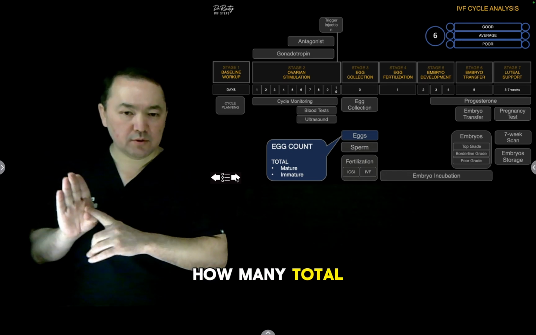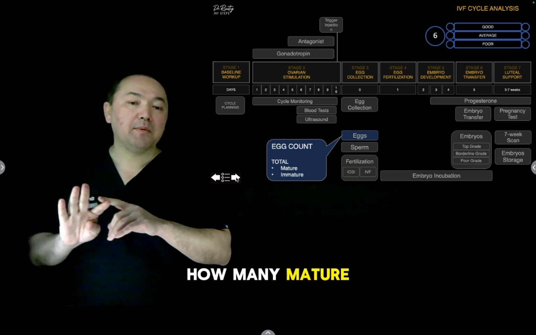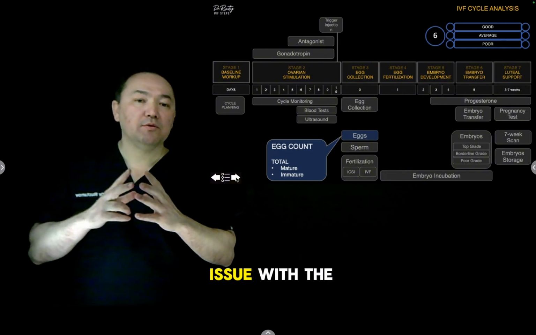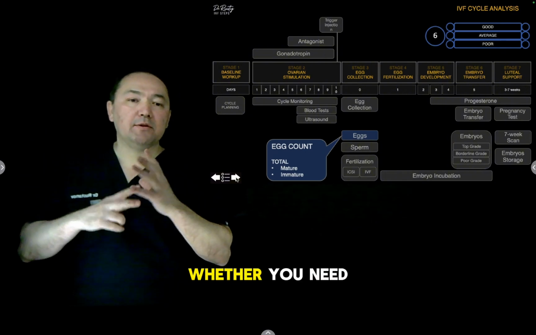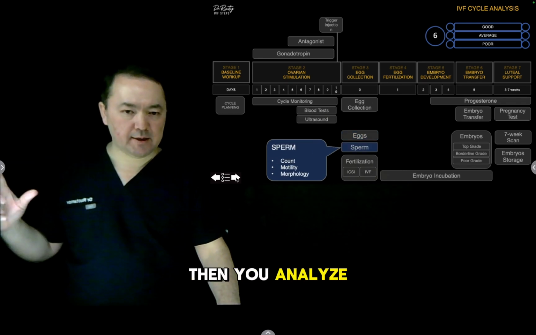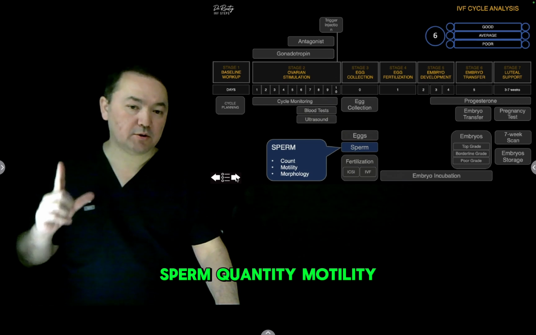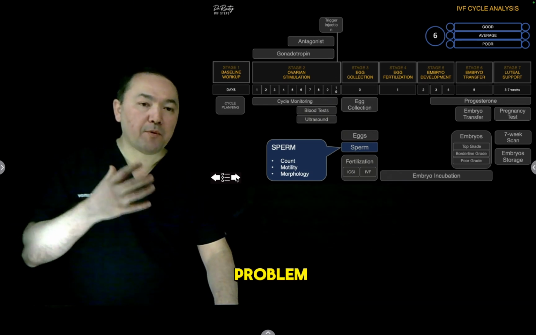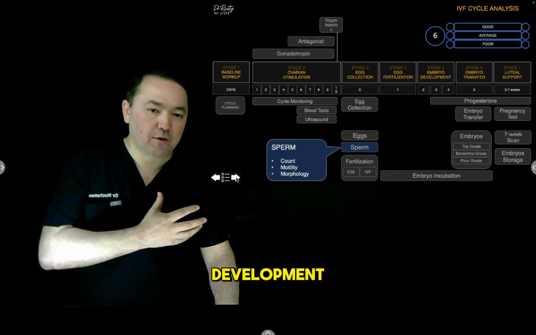How many total eggs you got, how many mature or how many immature eggs you got. That tells us if there's any issue with the maturation of your eggs, whether you need to change the drugs in future cycles. Then you analyze sperm quantity, motility, and morphology, which will help us see whether there was a sperm problem which affected embryo development.